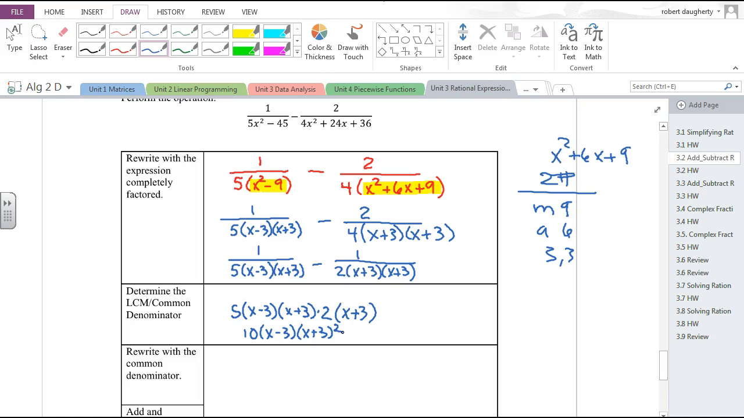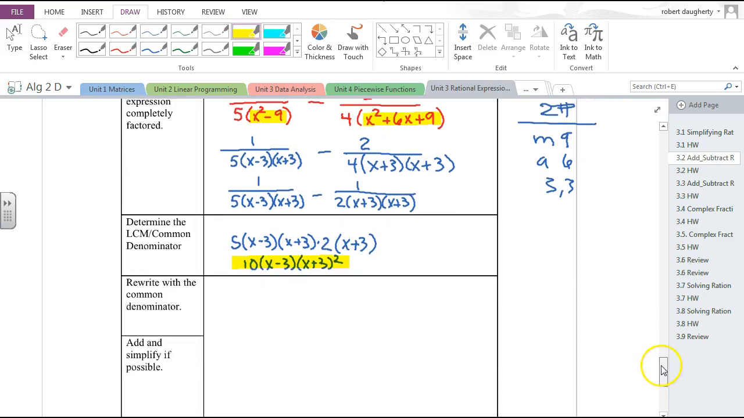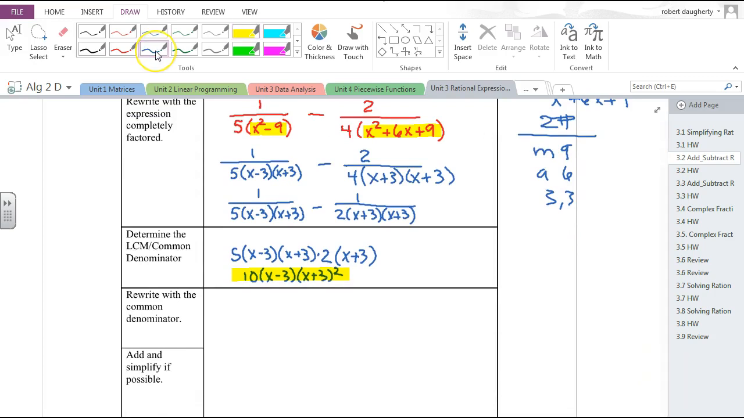So now we rewrite this problem with this common denominator. So everything has to have this denominator. So I've got 1 divided by 5, x plus 3, x minus 3. Now, what do I need to multiply by so that this has this denominator here? It needs a 2 and it needs a what? Another x plus 3. So I've got to multiply by 2 times x plus 3 over 2 times x plus 3.